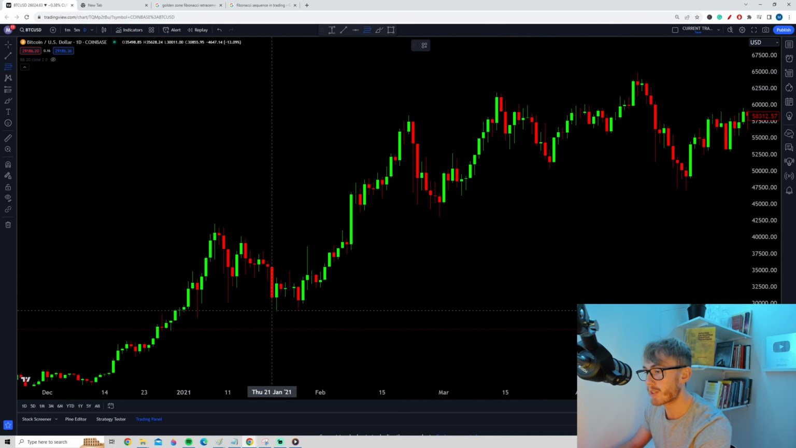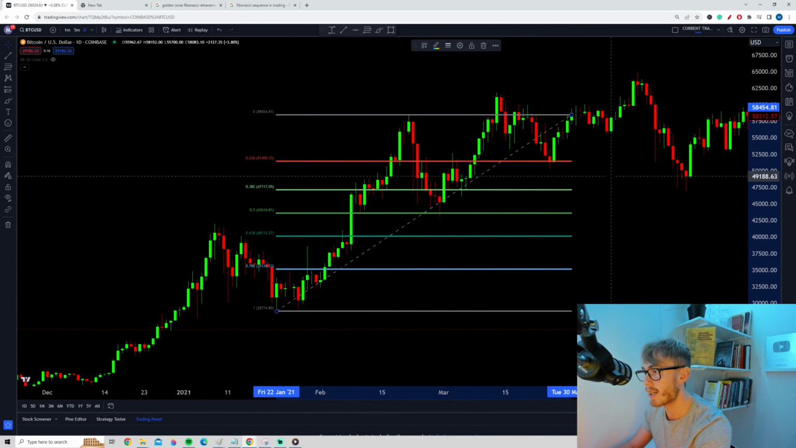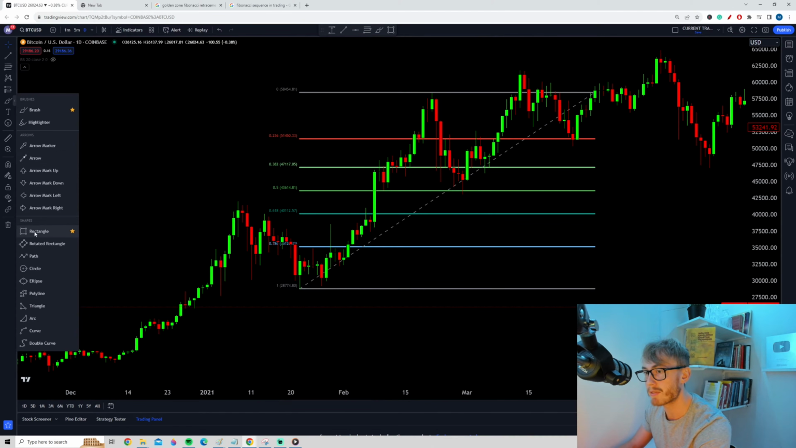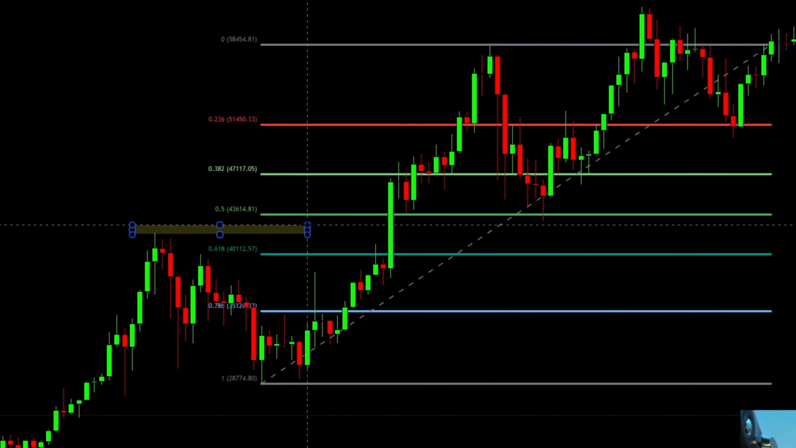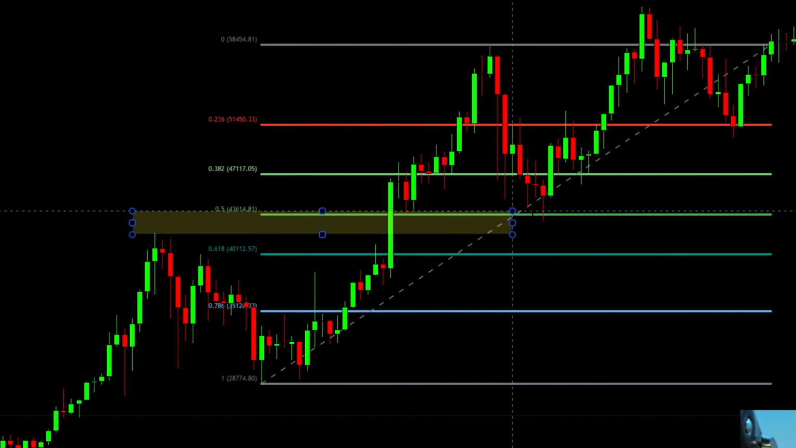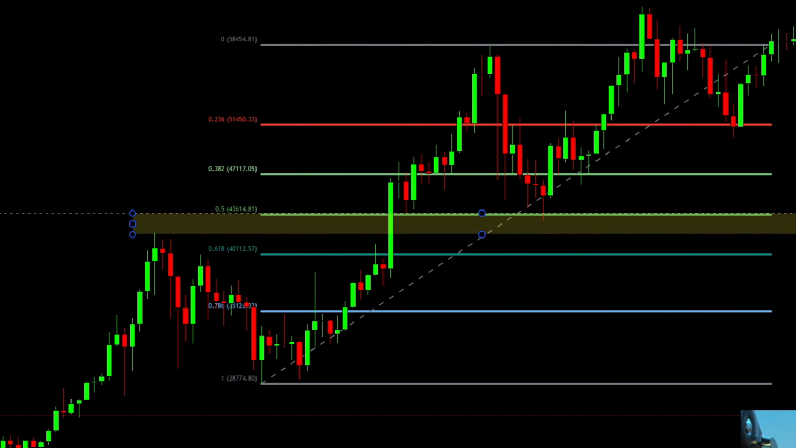Let's do one more example. So in our next example, we anchor from the swing low to the swing high. And in this case, you can actually see something very interesting. And that is that if we look at the previous high right here, we can see that this one was previous resistance, right? And now we can actually see that this previous resistance flipped to become support.